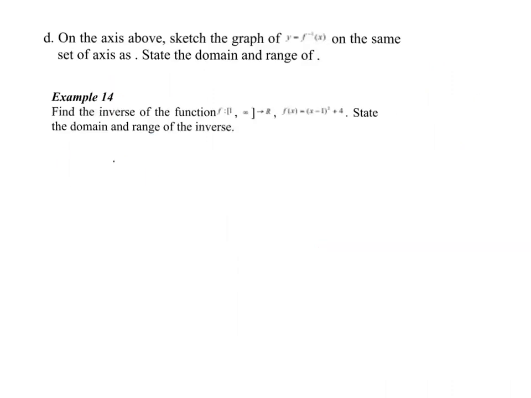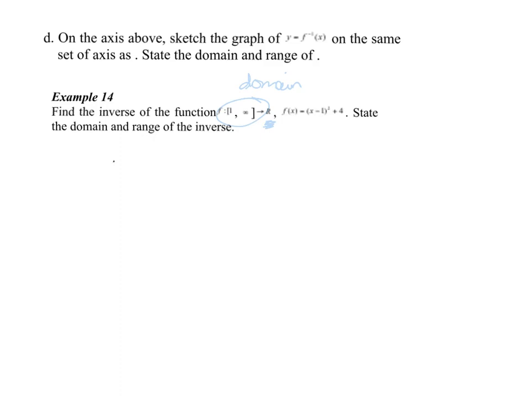So in example 14, the question says find the inverse function. Now you can see the function is in mapping notation or function notation, and we're told that this is the domain, if you remember, which is 1 to infinity, and the R tells us that they are real numbers in that domain. And there's our function f of x is equal to (x minus 1) squared plus 4. And then we're going to have to state the domain and range. Let's just find the inverse function first.